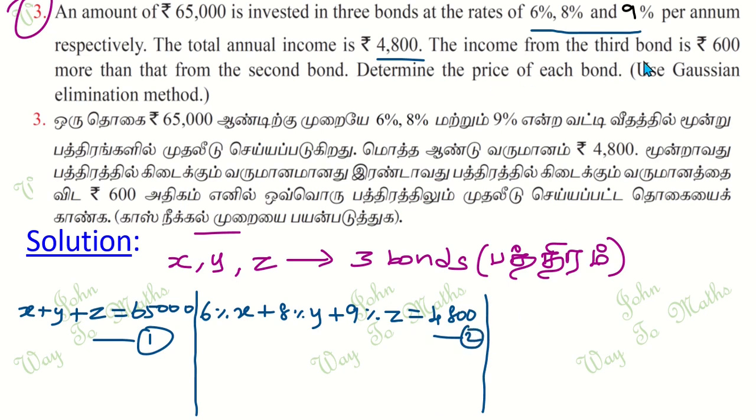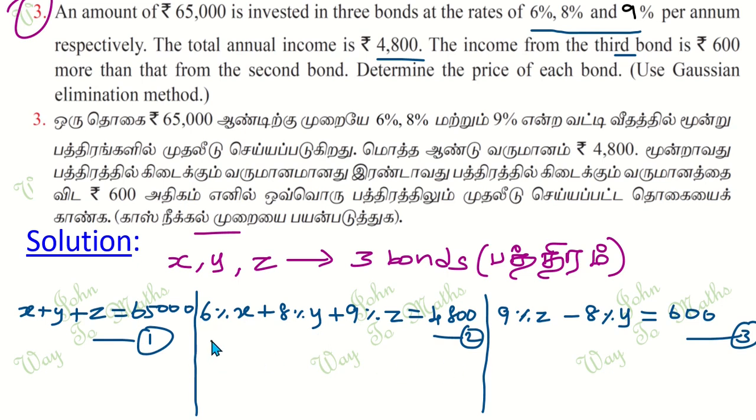Third condition becomes, the third bond is more than that from the second bond. So the third bond becomes 9% of z minus the second bond 8% of y, we get rupees 600. Third condition. So now I'm going to simplify the second equation.